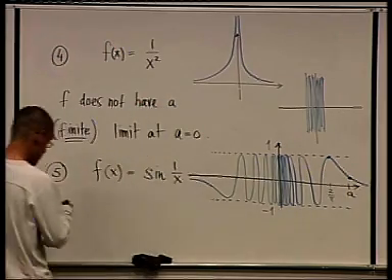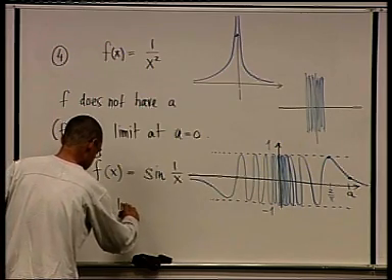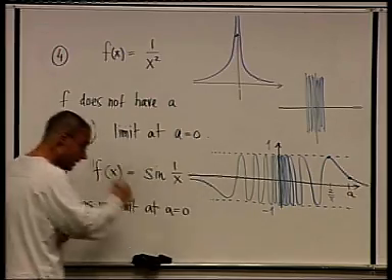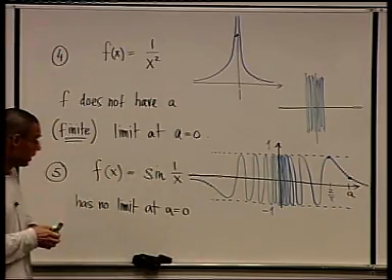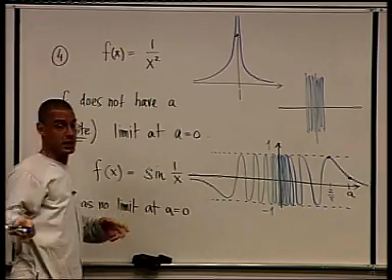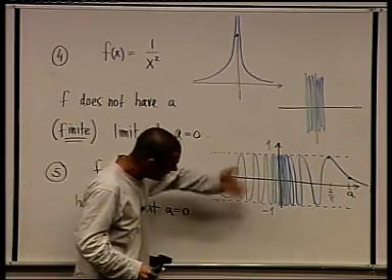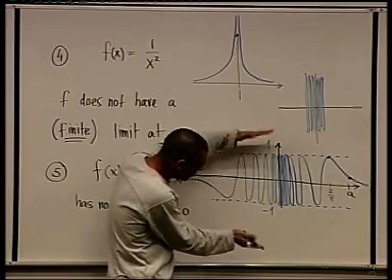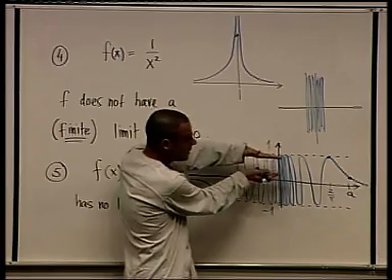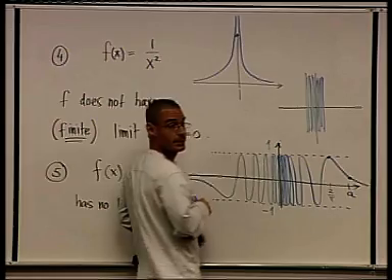So this function has no limit at a equals 0, despite the fact that it's bounded. So what messes up the limit is not the fact that it goes to infinity or negative infinity or something like that. It's just that it doesn't have a limit. You can't force the values to be in any neighborhood of any number. They always oscillate. Yes, question?